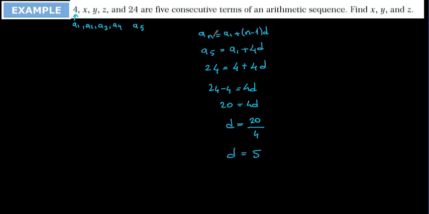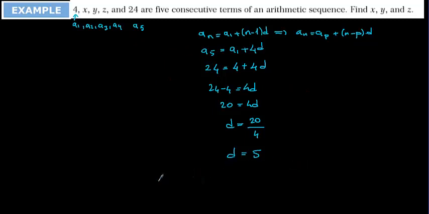Also, you can apply this as a general term formula, like an is equal to ap plus n minus p times d. You can use both of the formulas here. Okay, then the question is asking to find x, y, z.